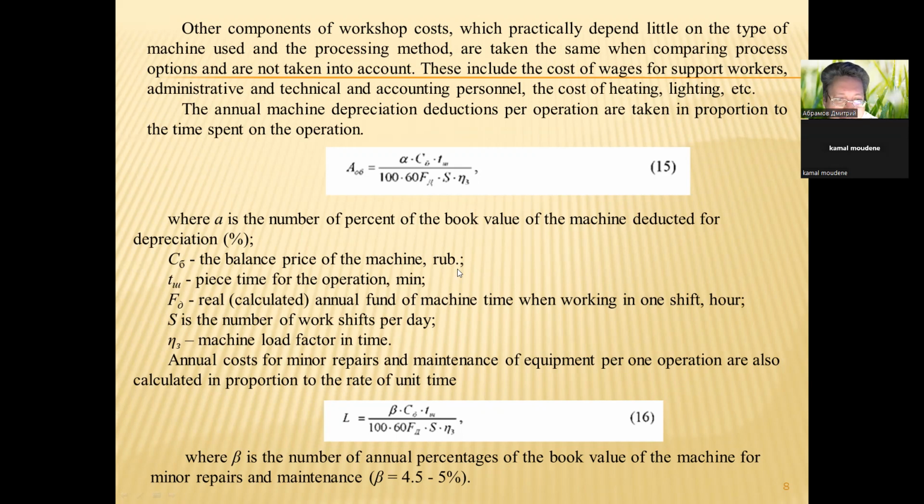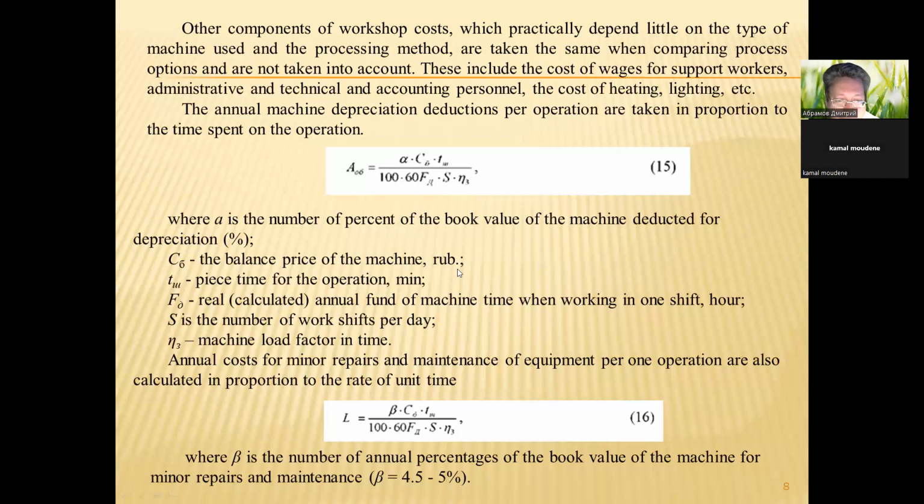C, big C, the balance price of the machine in hryvnias. T, small t, piece time for the operation. Big F, real annual fund of machine time when working in one shift. S is the number of work shifts per day, and eta is the machine load factor in time.